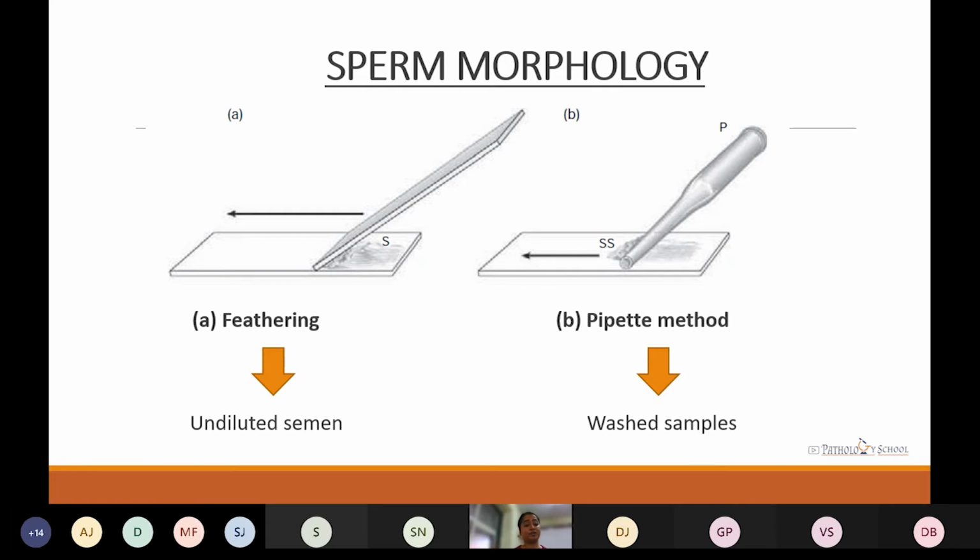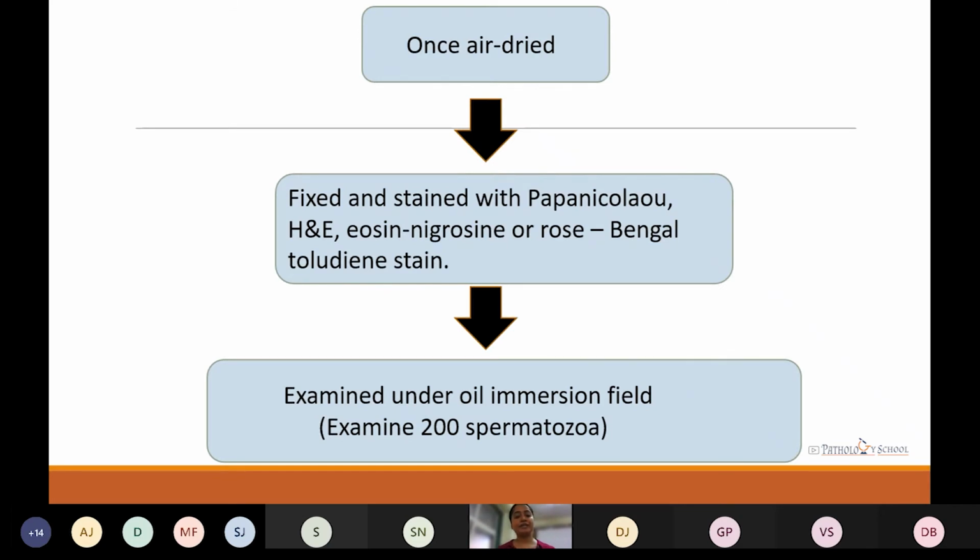And the pipette, why is it called the pipette method? Because here we don't use a slide to glide it, we use a Pasteur pipette in order to glide the semen sample over the clean glass slide, and it's done for wash samples. In order to see, we have to first air dry those slides, fix them and stain them with Papanicolaou stain or H&E stain, eosin nigrosin stain or rose bengal toluidine stain. Then we have to examine it under oil immersion field and we have to examine 200 spermatozoa.